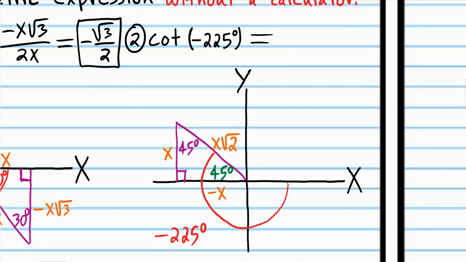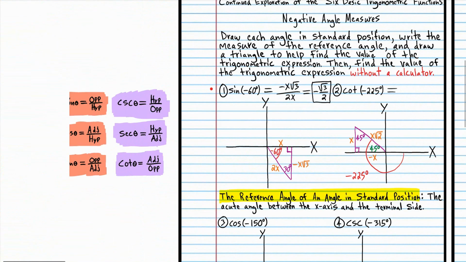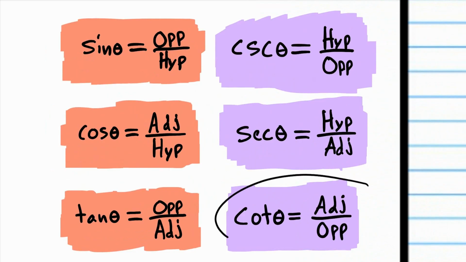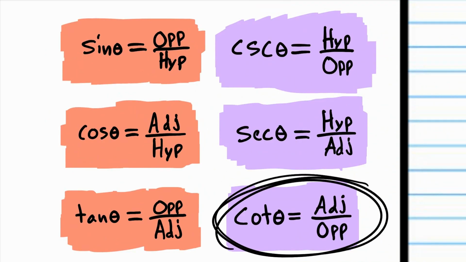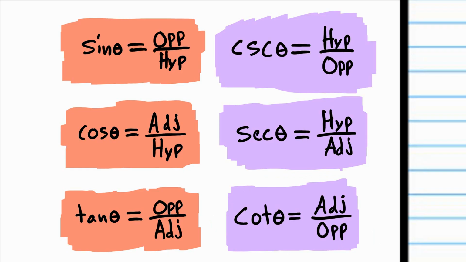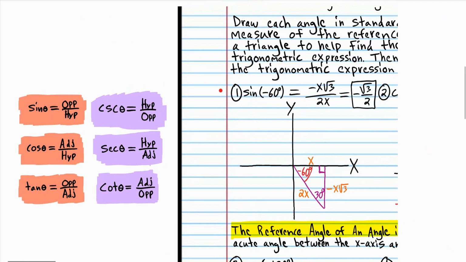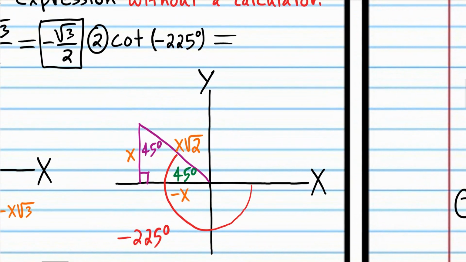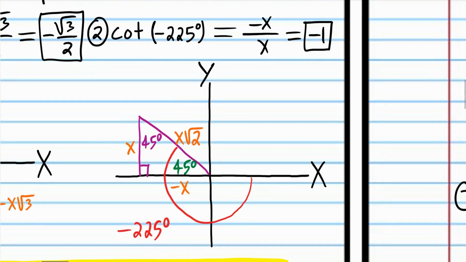So cotangent, if you recall, and if you don't have these, go ahead and take a picture. Cotangent is defined to be the side adjacent to the reference angle divided by the side opposite the reference angle. So the side adjacent to the green angle is negative x, and the side opposite is x. The x's cancel out, and we see our answer is negative 1.